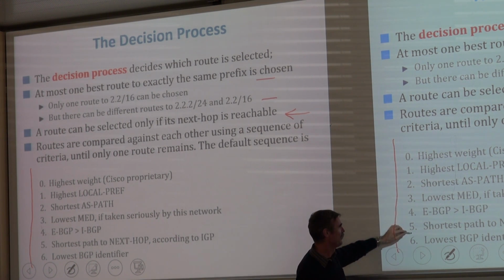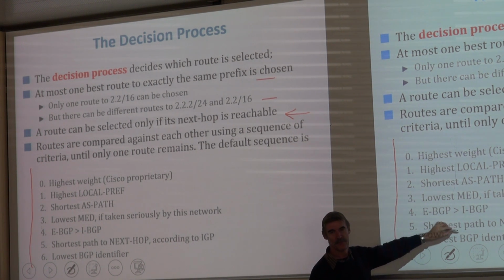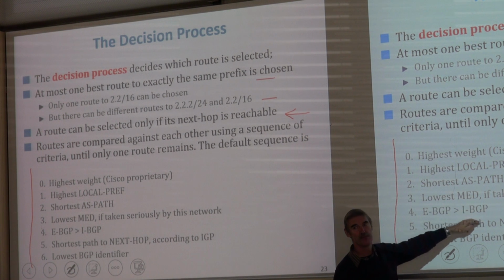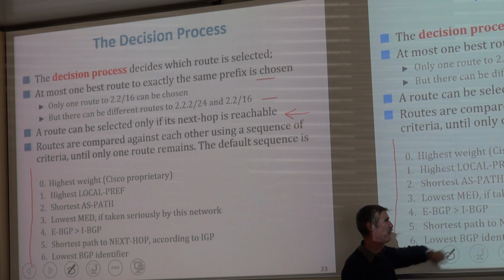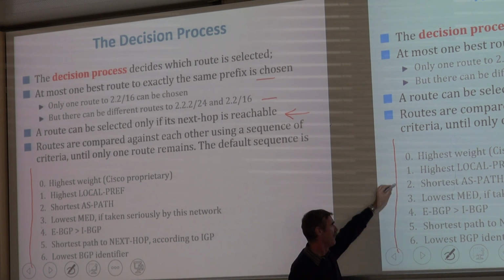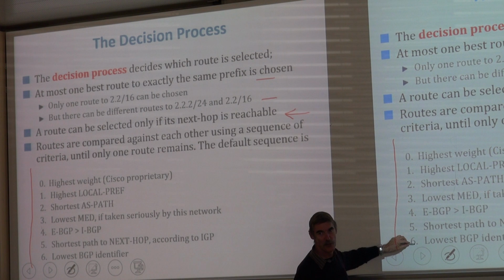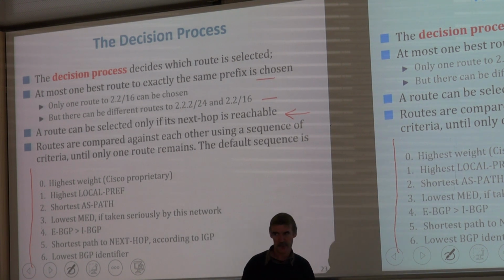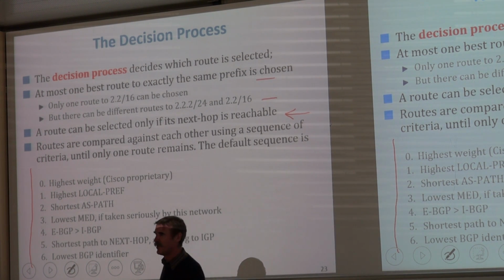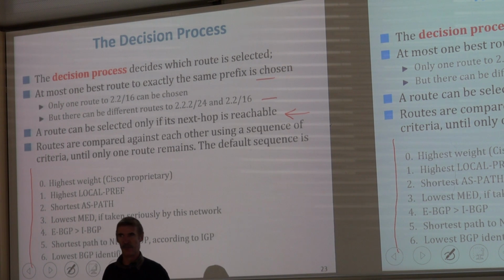Then, if all criteria are equal, you will prefer the route that has the nearest next hop. By using this route, you will concretely go to a given next hop. Well, if everything is equal, you prefer the nearest one. And if everything is equal, then you still need to pick only one. So you break the tie by an arbitrary decision, which is the lowest BGP identifier. Routers have BGP identifiers, which are not the AS numbers. They are one IP address of the BGP router.